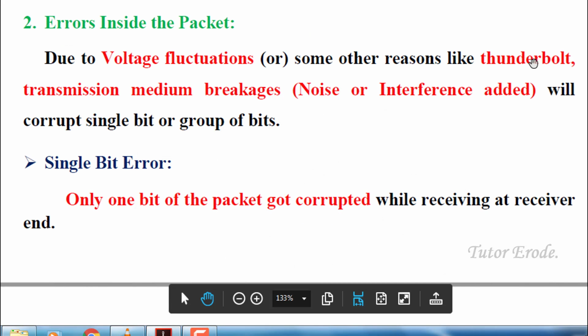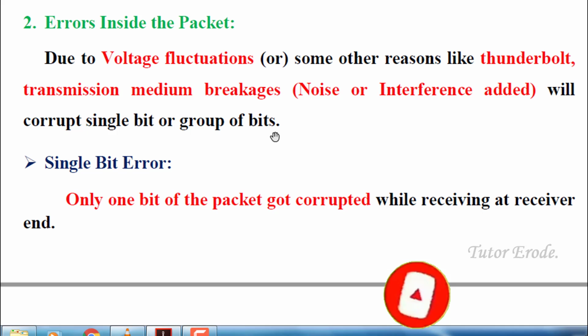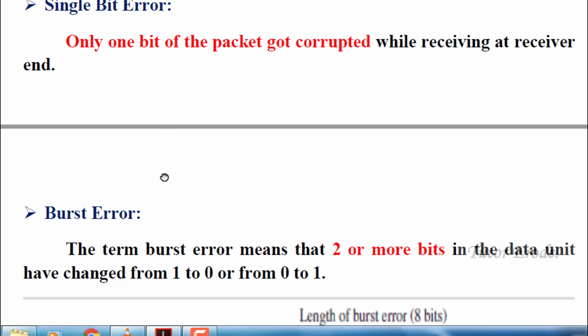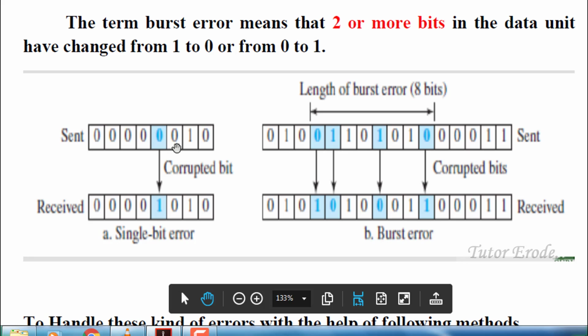Due to voltage fluctuations or other reasons like thunderbolts or transmission medium breakages, a single bit or a group of bits inside the packet may get corrupted. First we will see single bit error. Only one bit of the packet got corrupted while receiving at the receiver end. This is known as single bit error. If more than one bit got corrupted, we call it burst error.